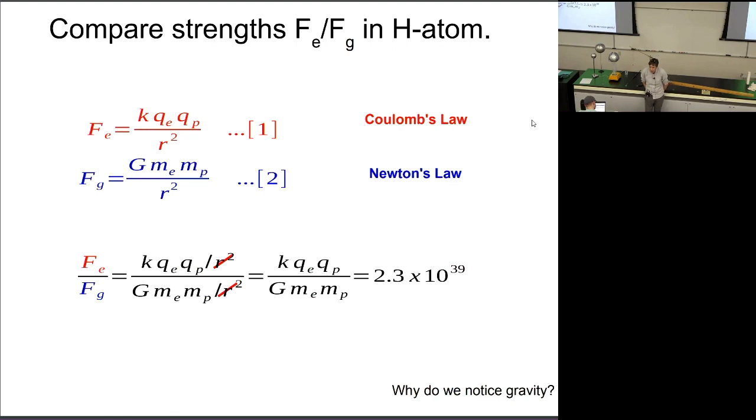The reason we do notice gravity, glued to the Earth, stuck to the Earth by gravity, is that there's another feature of gravity that distinguishes it from electricity. In fact, gravity is always attractive. Electricity can be attractive or repulsive.